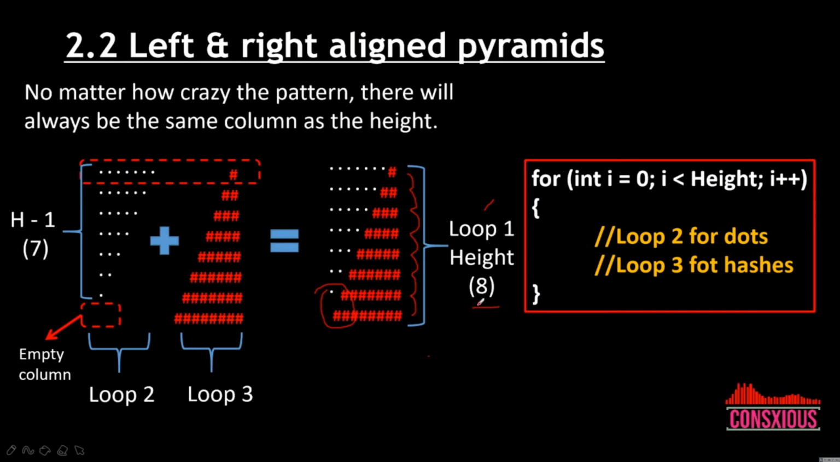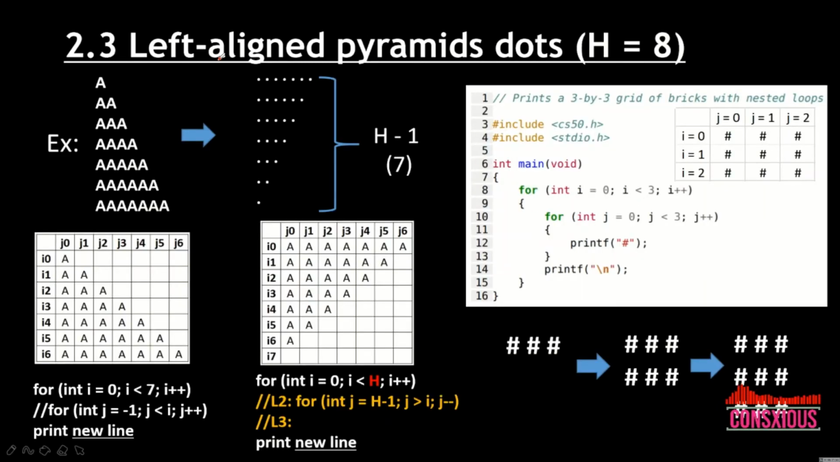For example, the big loop here, as I already put here: integer i equals 0, i less than height, where height is the value that the user keys in, i plus plus. This is the very basic outer loop, and it is considered the direct solution for this small part. Next we're going to see how to construct the left aligned pyramid.